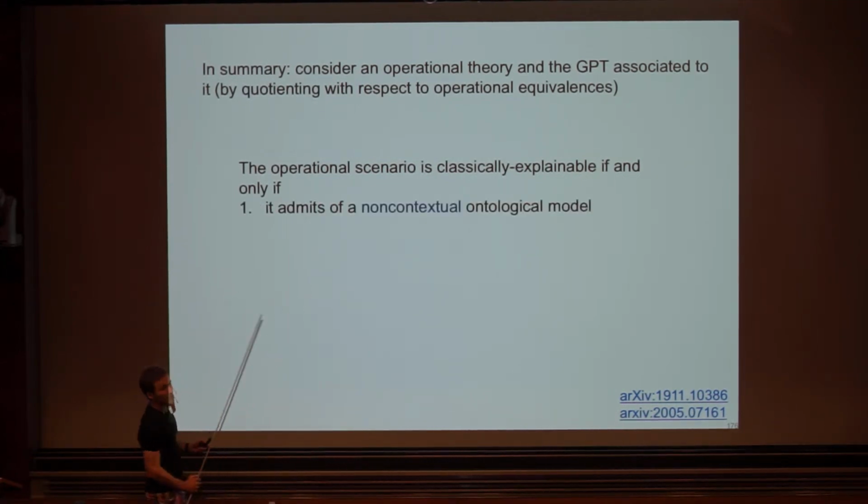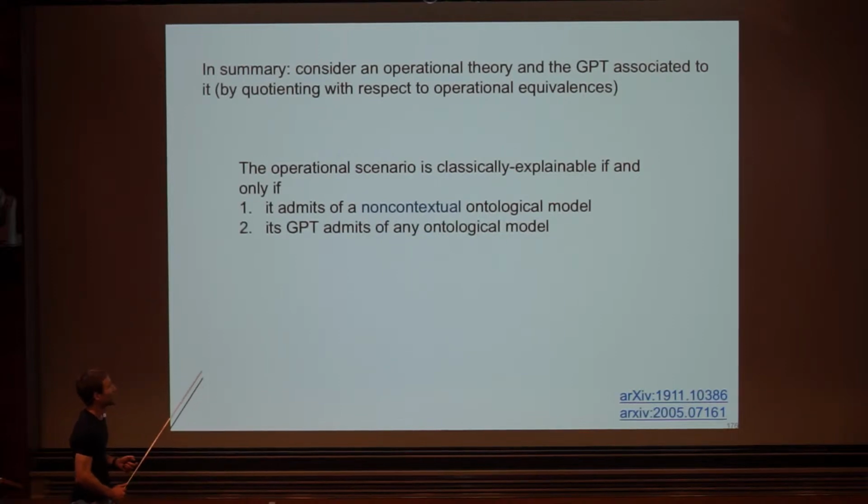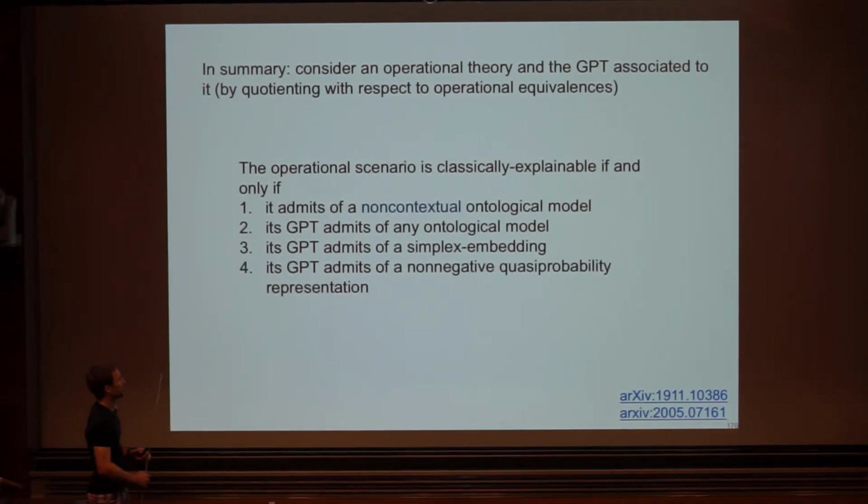First, if it admits of a non-contextual model. Second, if its GPT admits of any ontological model. Third, if the GPT admits of a simplex embedding. And fourth, if the GPT admits of a non-negative quasi-probability representation.